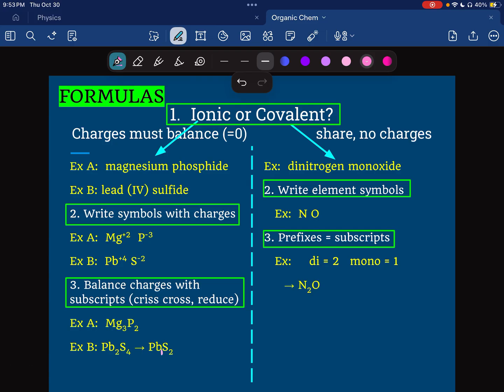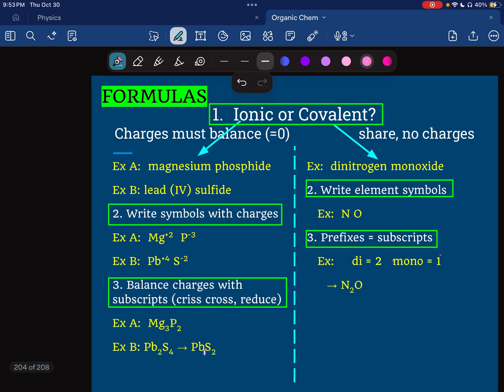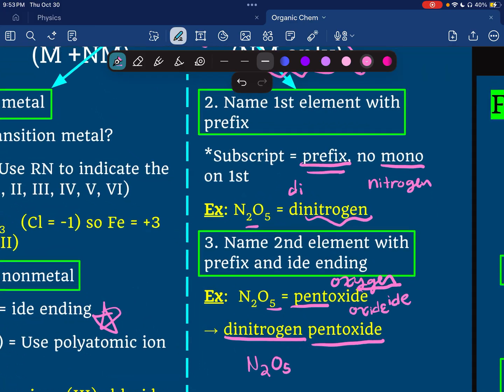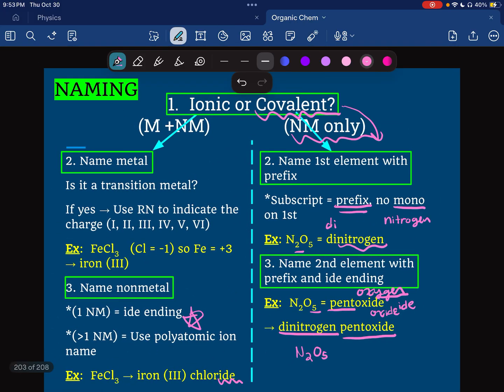And then this is very straightforward. You just write down what they are. This is for going backwards, essentially. So you would just write NO, and then di equals 2, mono equals 1. I don't know where she got that from. Oh, it's a different compound. So dinitrogen monoxide. For the last one, you would use mono. For the first element, you don't use mono, but for the last one, you do use mono for the second compound.